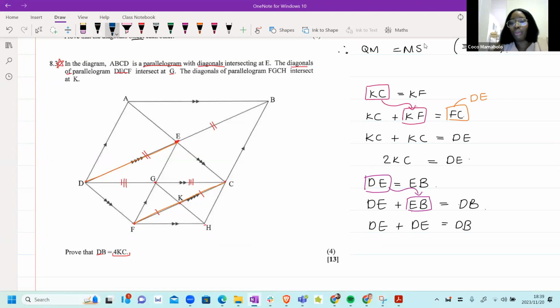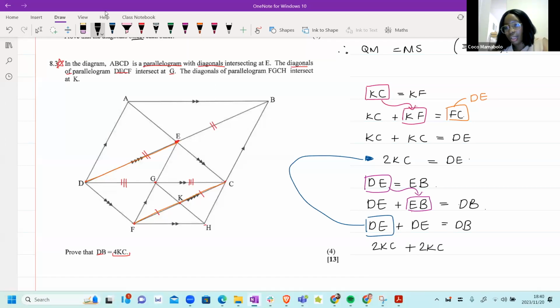However, we said that DE is equal to 2KC. Right. So I can then say 2KC plus another 2KC is equal to DB. And that is going to give us 4KC is equal to DB.